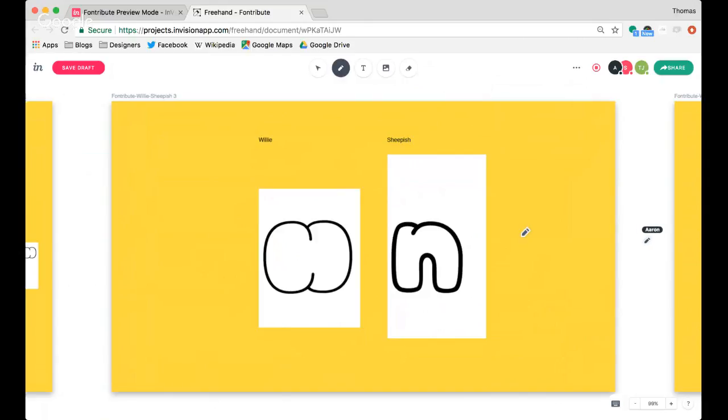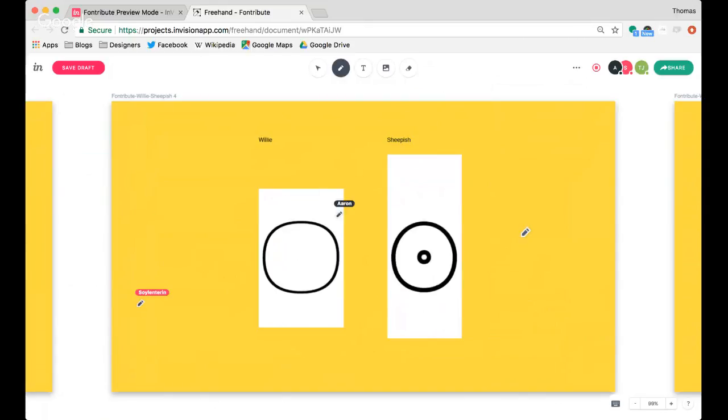Now, yeah, should we move to the O? Yes. I mean, the circle, you mean? At this point, I'll jump in. So the big one is clearly the lack of a counter in Willie versus Sheepish. So that's a very clear distinction right there. But I'll leave that for now. Erin, I want you to jump in too. So what else do you see?